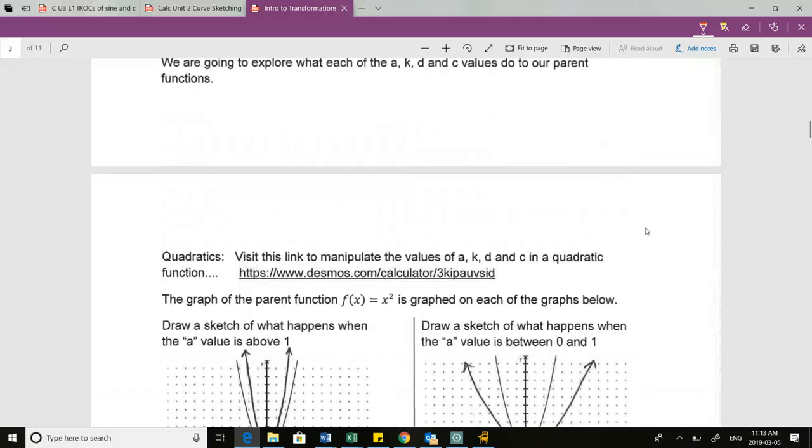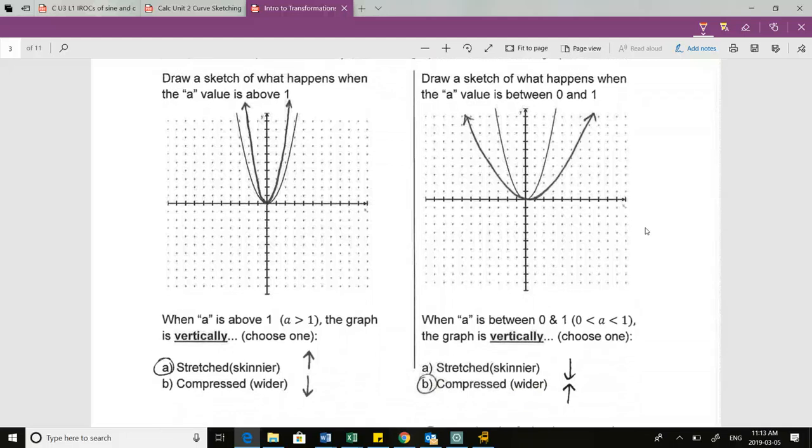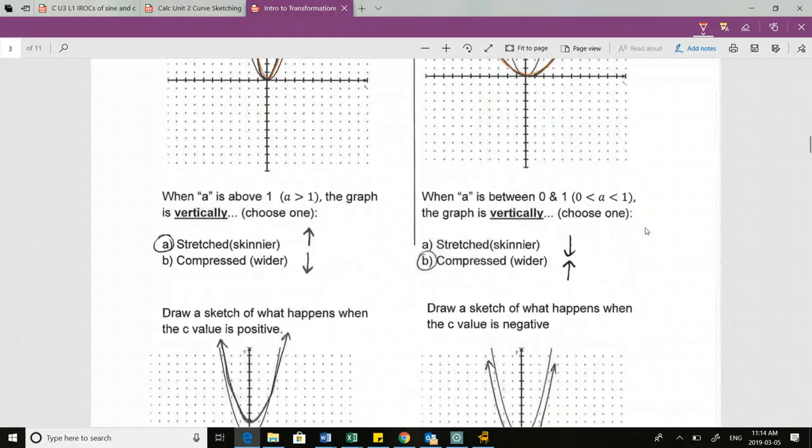Okay, so we took some time to kind of explore what happens in these certain scenarios. So when A was greater than 1, you should have seen that the graph, this is the new sketch right here, the graph looks skinnier than the original graph. So you should have chosen A for that one. Whereas if A was a value between 0 and 1, the graph looked wider. So this was a vertical compression. Okay, so A and B. Moving forward.